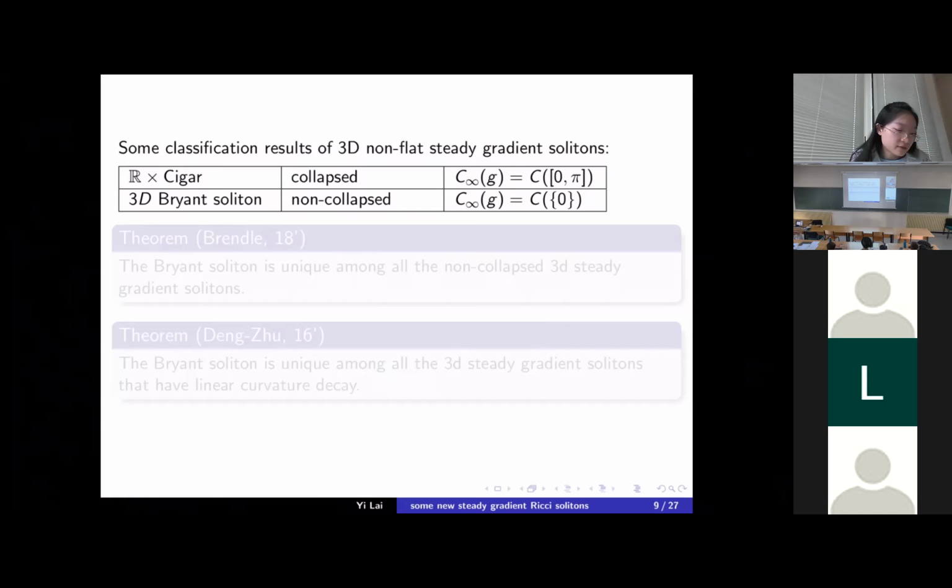And then you have, of course, the three-dimensional Bryant soliton, which is non-collapsed, and the asymptotic cone is simply a ray, which is a metric cone over a single point.